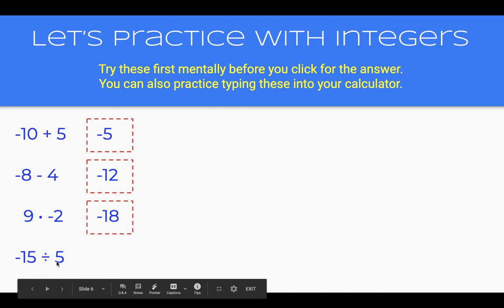We're dividing. We have opposite signs. One's negative, one's positive. 15 divided by 5 is 3, and our answer is going to be negative, being that we have opposite signs.